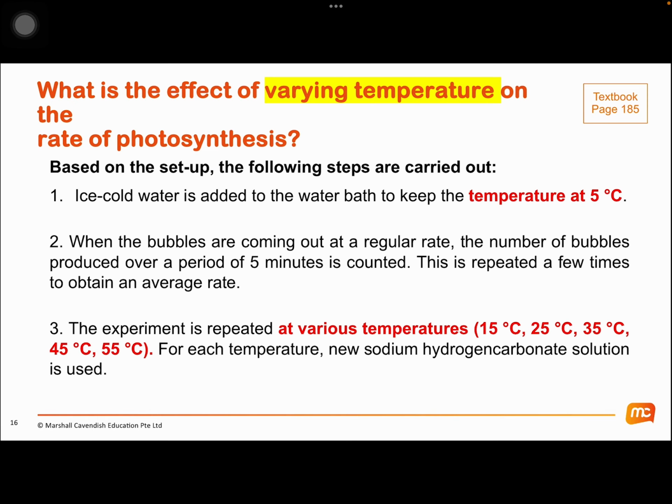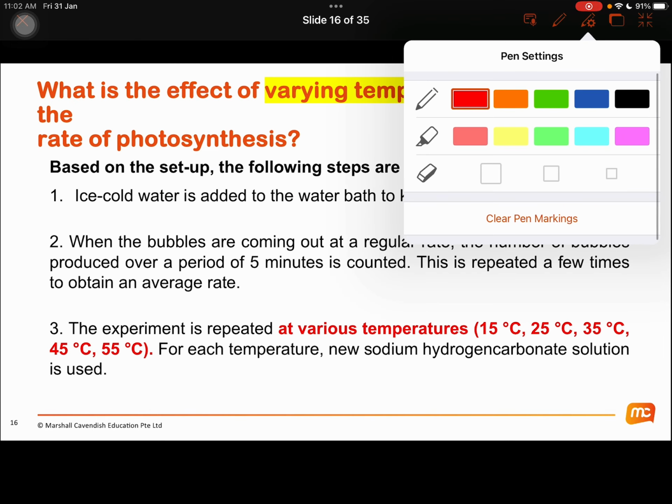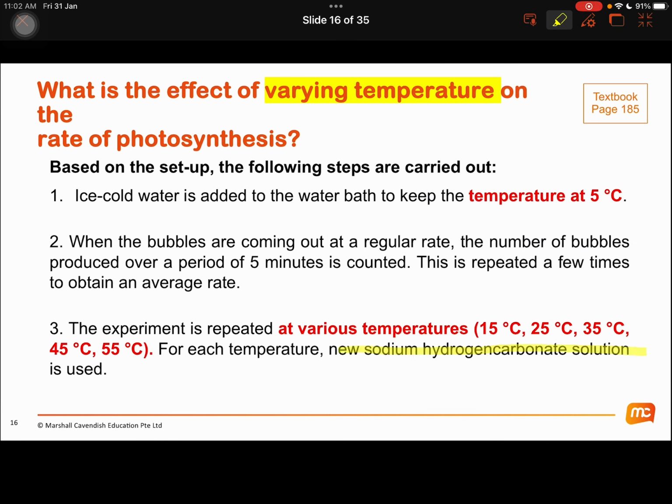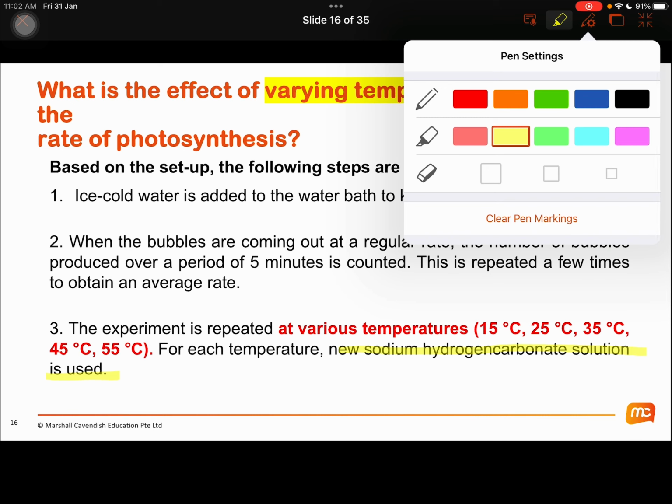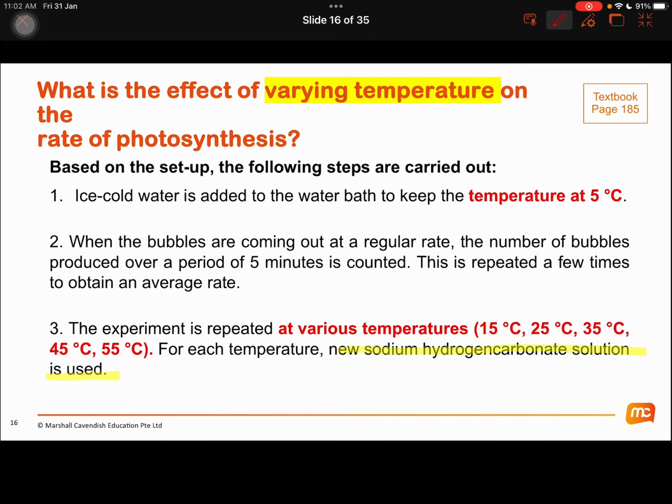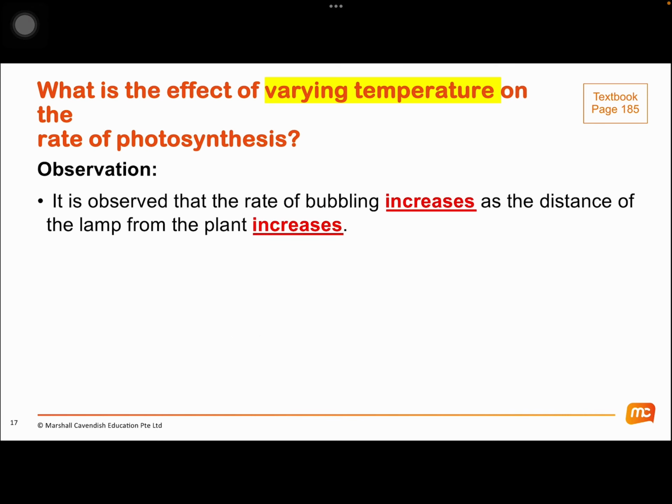I want to point out about this. It's important to also change the sodium hydrogen carbonate solution used at each temperature to ensure that the volume of CO2 is kept the same for each temperature. So I think without looking at a video or trying to figure it out, we should know.